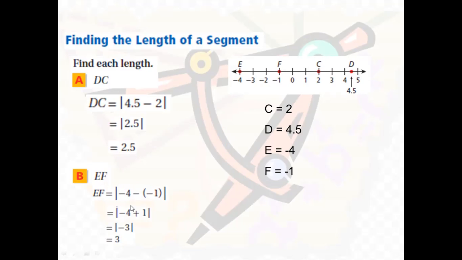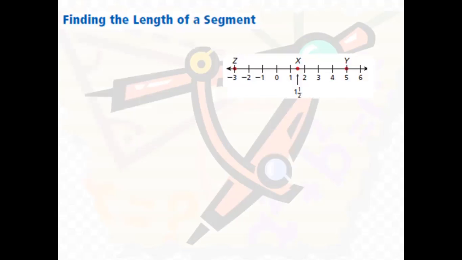So the absolute value of -3 is going to be +3, which means the distance between E and F is 3. If you use the number line, you can count that as well. It's 1, 2, 3. But as I always told you, you cannot simply count. You need to show the steps and prove how it is 3. All right, let's move on to one more example.